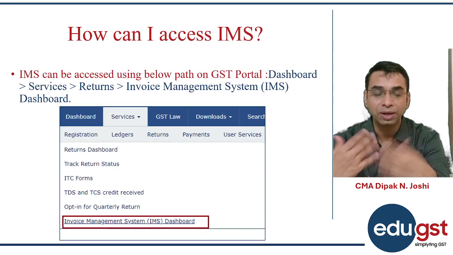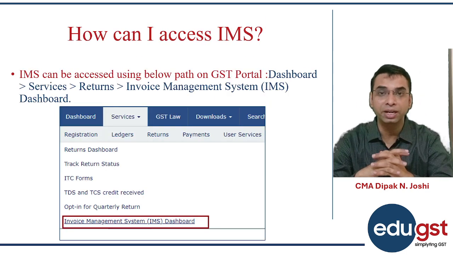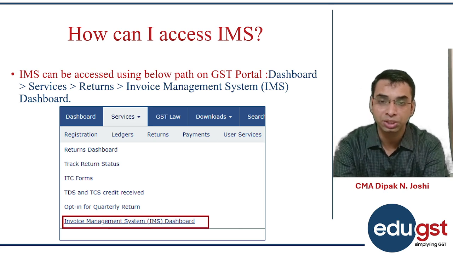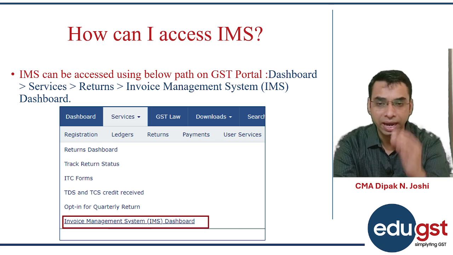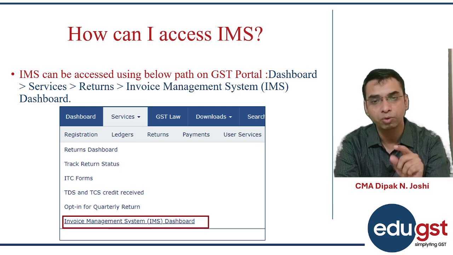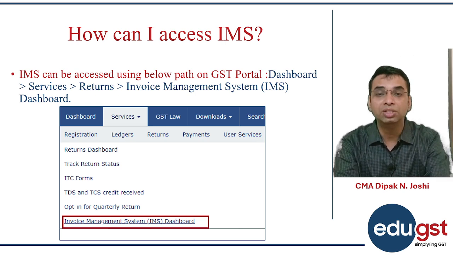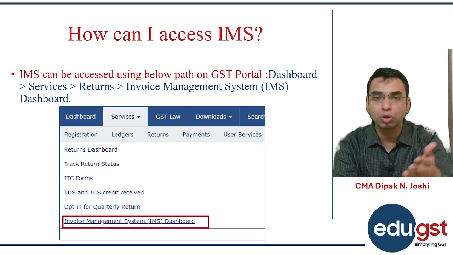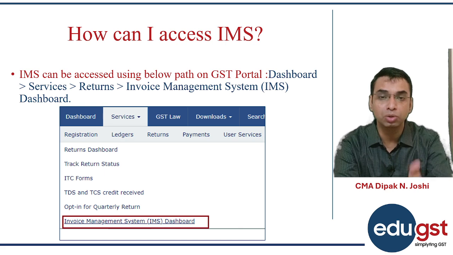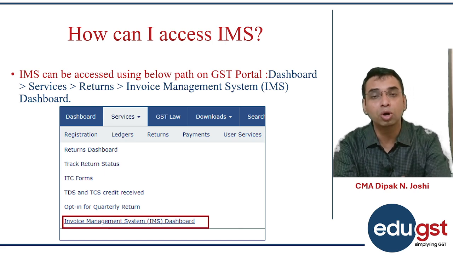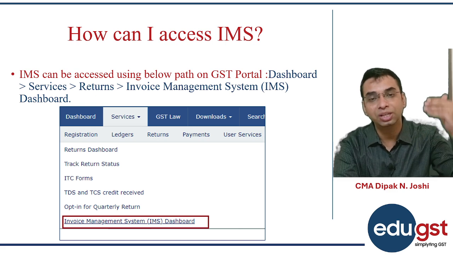Now, how can I access this functionality, how can I go to the IMS portal? Simply, you are required to log in to the GST portal, go to the Services tab, and you will find the Invoice Management System Dashboard option. Click on that dashboard. You will be redirected to that dashboard, where you will get GSTN-wise information of the suppliers who have supplied to you, and based on that information, you can accept those records, you can reject those records, or you can keep those records pending for action in your future tax period.